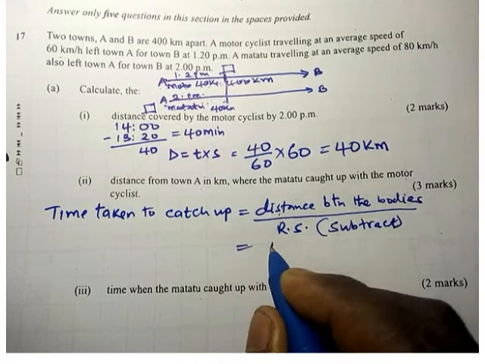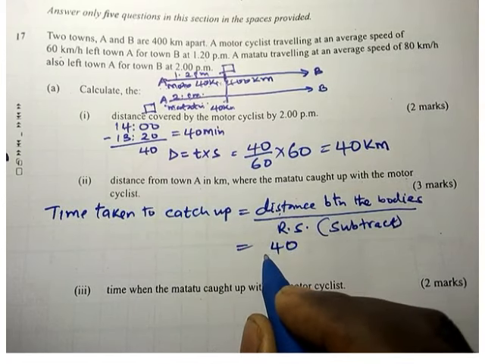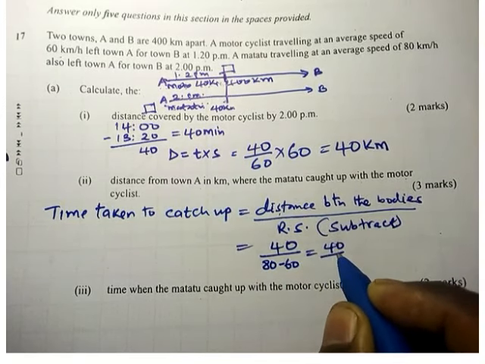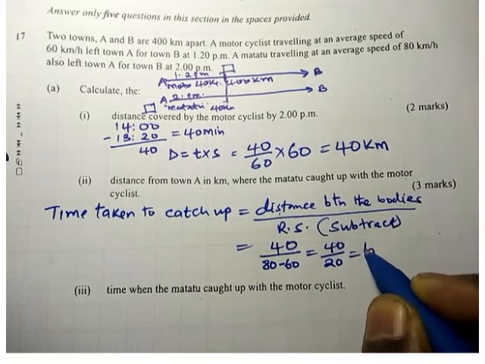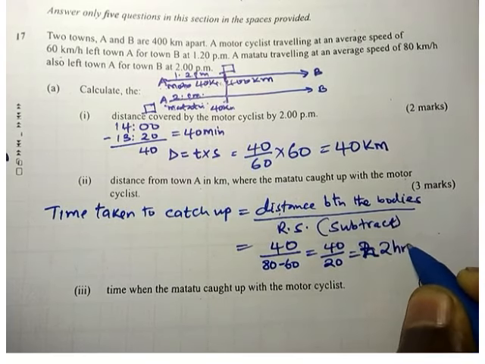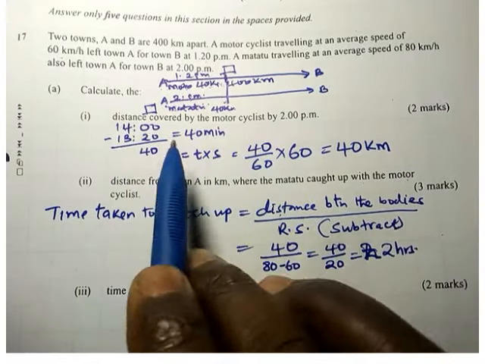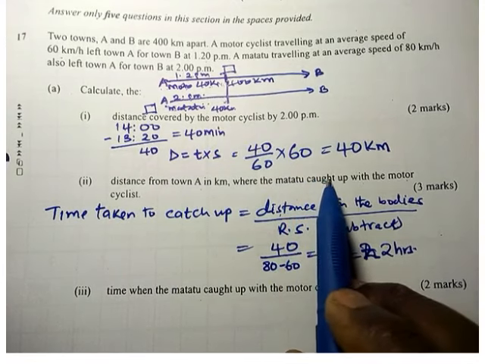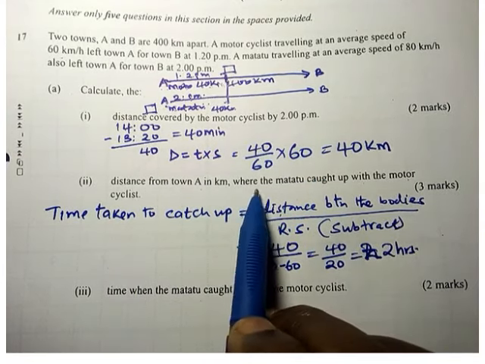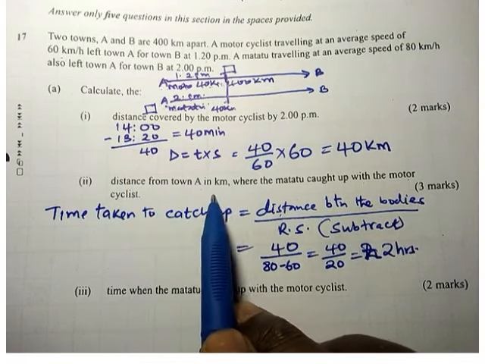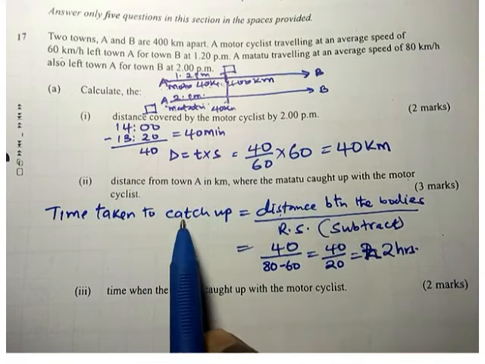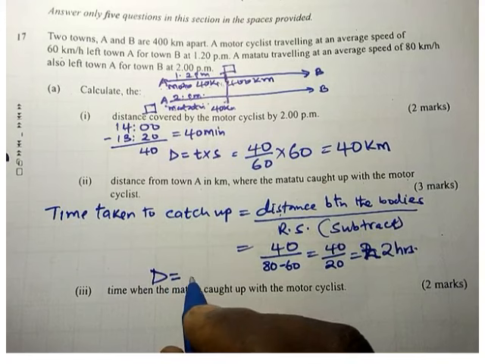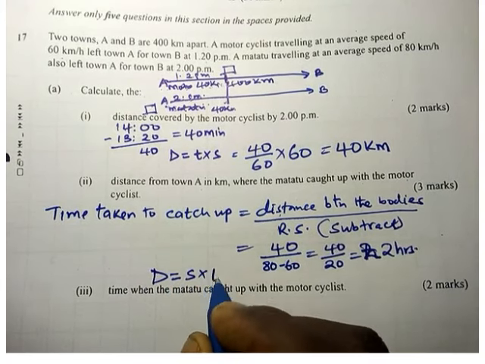So the distance between them is 40, and the relative speed is 80 minus 60. So this one is 40 divided by 20, and so it will take 2 hours. It will take 2 hours for the matatu to catch up or to overtake the motorist. But the question is asking, calculate the distance from A to where the matatu caught up. We know distance is equal to speed times time.